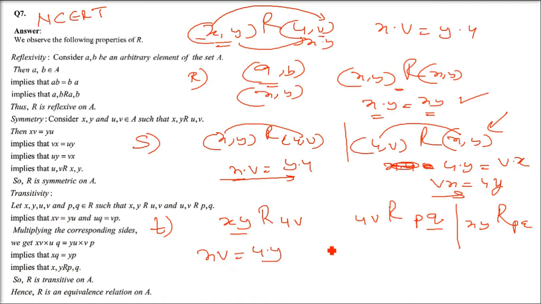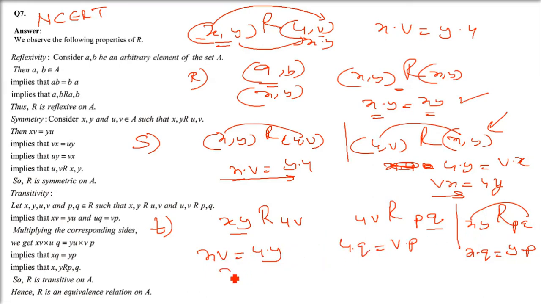So how is XY related to UV? X into V is equal to Y into U. Here, in the second one, U into Q is equal to V into P. Now, in order to get this, we just multiply, because we need X into Q equals Y into P. This is what we want for transitivity.